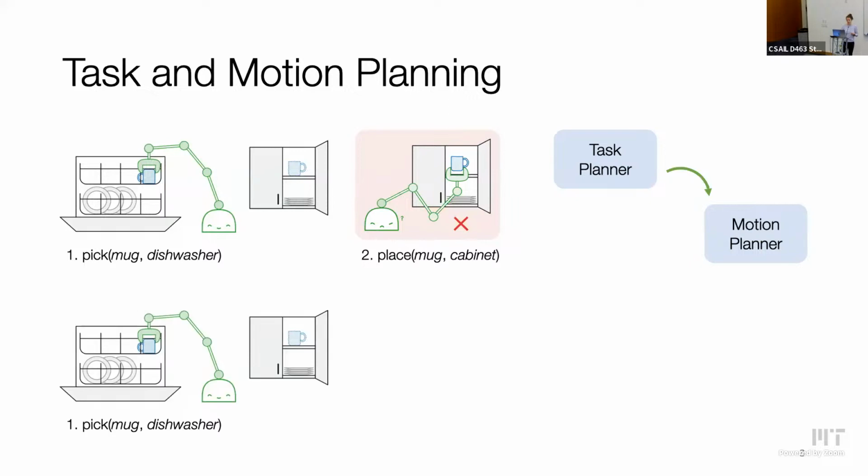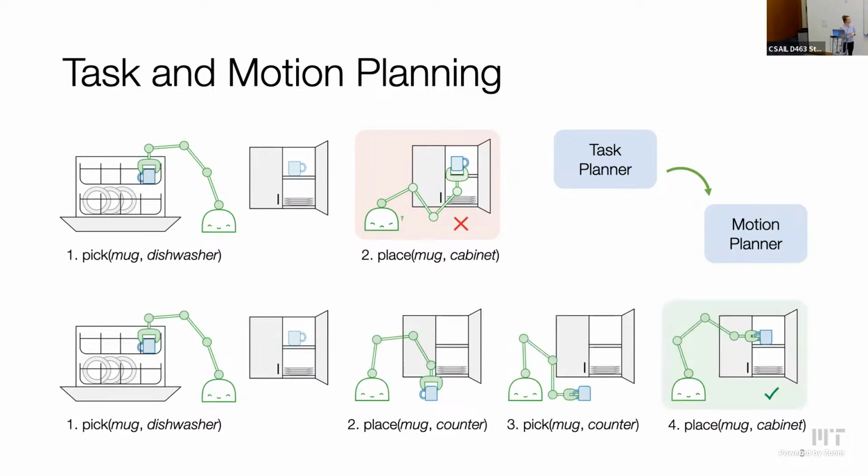If we do that, we might come up with a different solution where the robot picks up the mug, places it first on the counter, regrasps it, and then places it in the cabinet without any of these errors. That really motivates this integrated loop where we have task planning at the top level that interacts with motion planning, which is typically called task and motion planning, which I'm sure I don't need to explain to many of you.